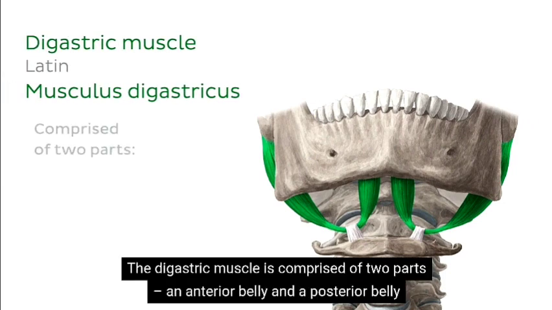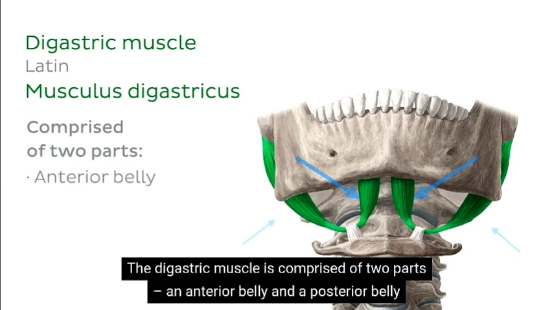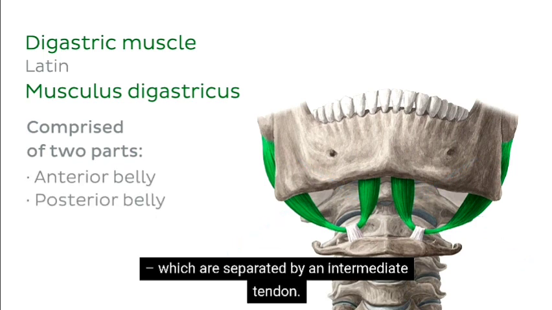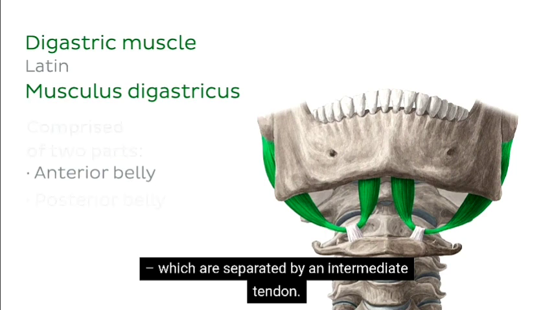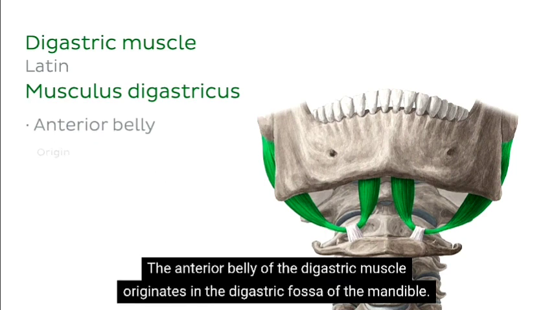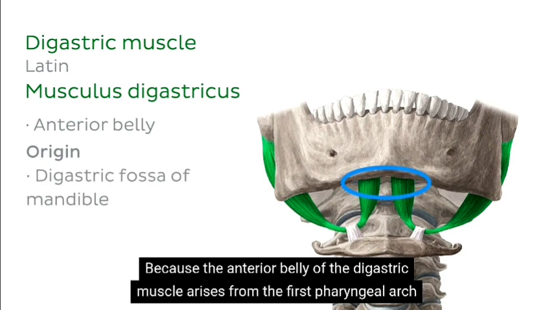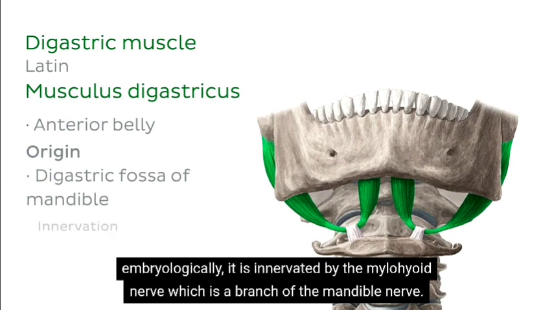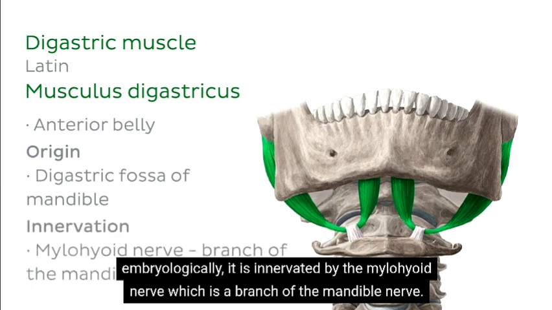The digastric muscle is comprised of 2 parts, an anterior belly and a posterior belly, which is separated by an intermediate tendon. The anterior belly of the digastric muscle originates in the digastric fossa of the mandible. Because the anterior belly of the digastric muscle arises from the first pharyngeal arch embryologically, it is innervated by the mylohyoid nerve, which is a branch of the mandibular nerve.